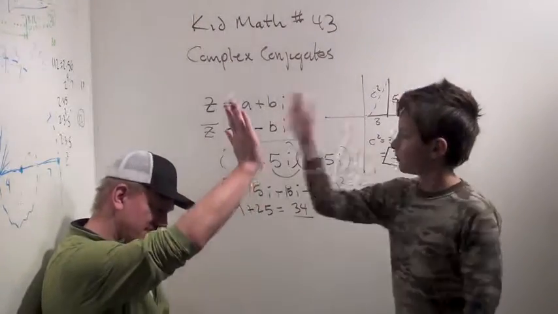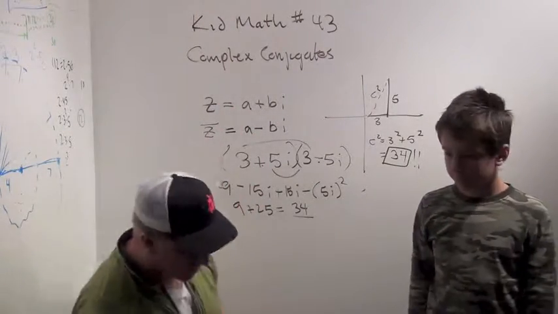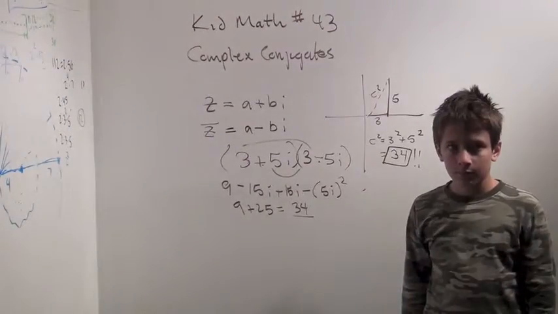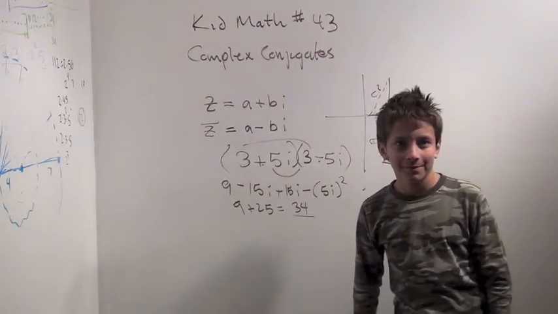Okay. Good job. That's the conjugate, and that's part of the reason why it's so important. And how do you say conjugate if you have a z? Z bar. Very good.